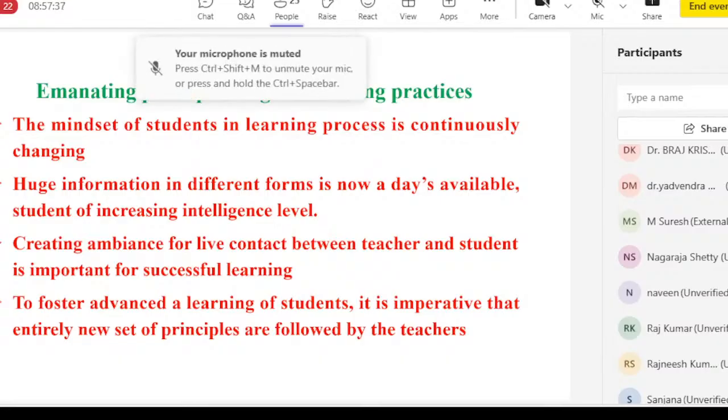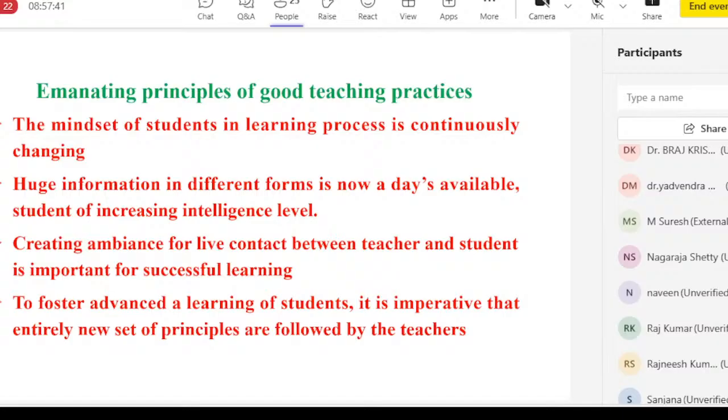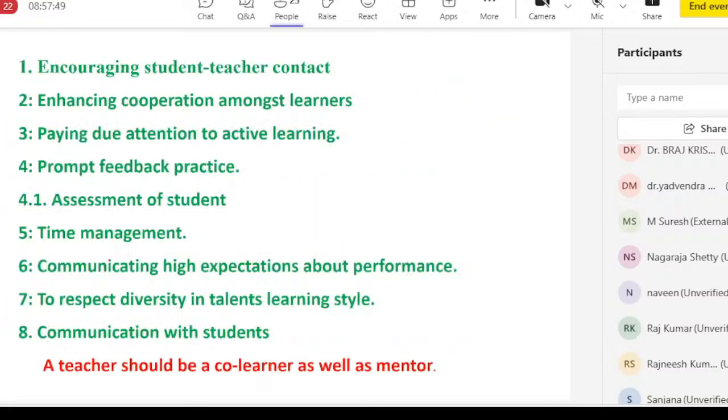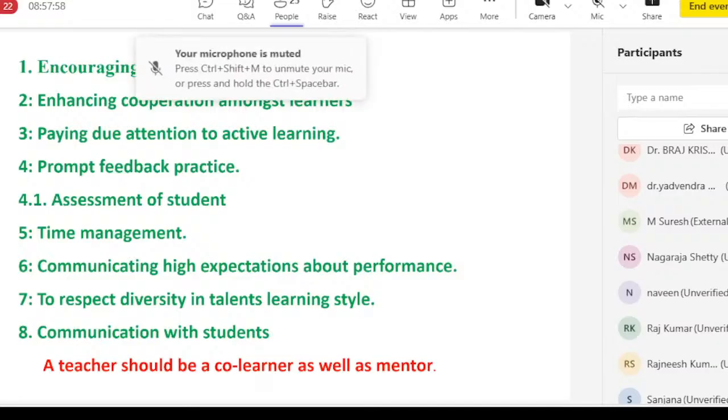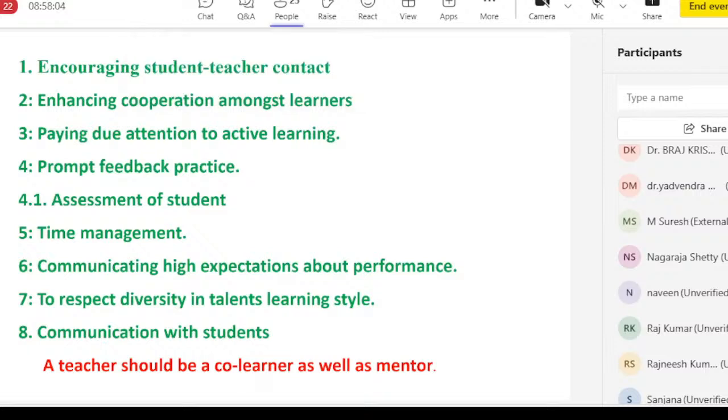And if you go from a class in mechanical to materials, you will see that a different mindset is there. So if you want to handle those things as a teacher, then what should be the pedagogy? To encourage student-teacher contact, to enhance cooperation among learners. Even the learners should not be divided from one another. They should also be a single group, interactive amongst themselves.